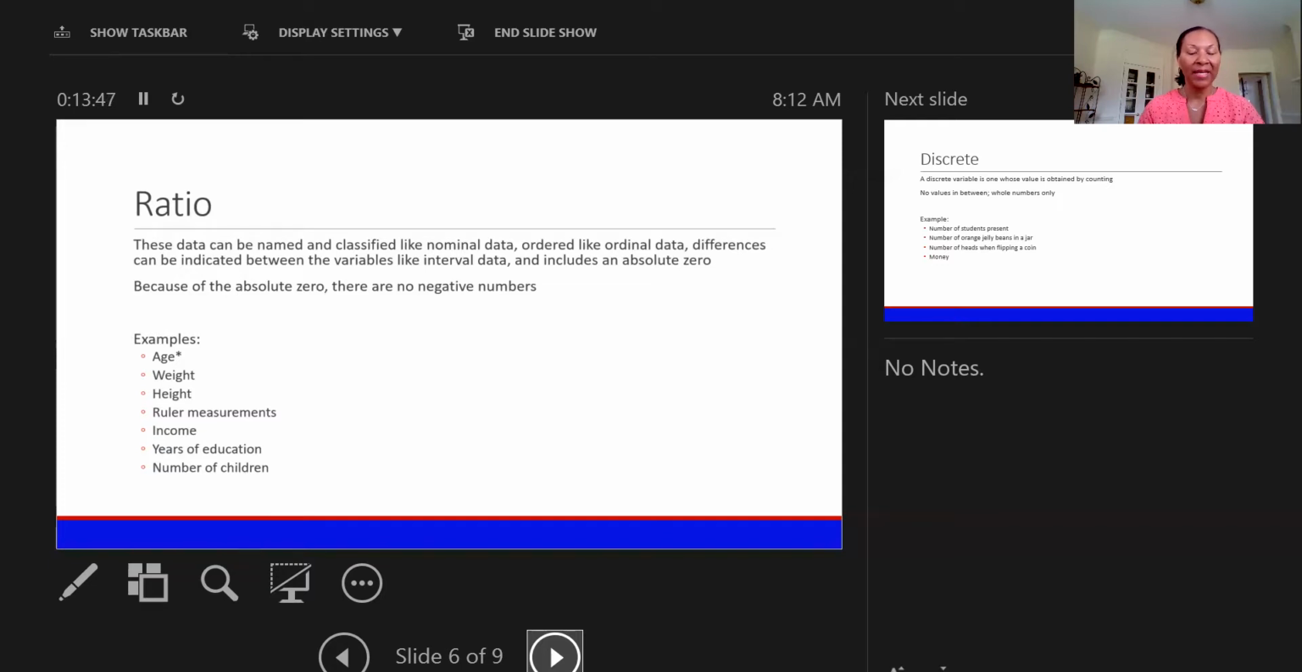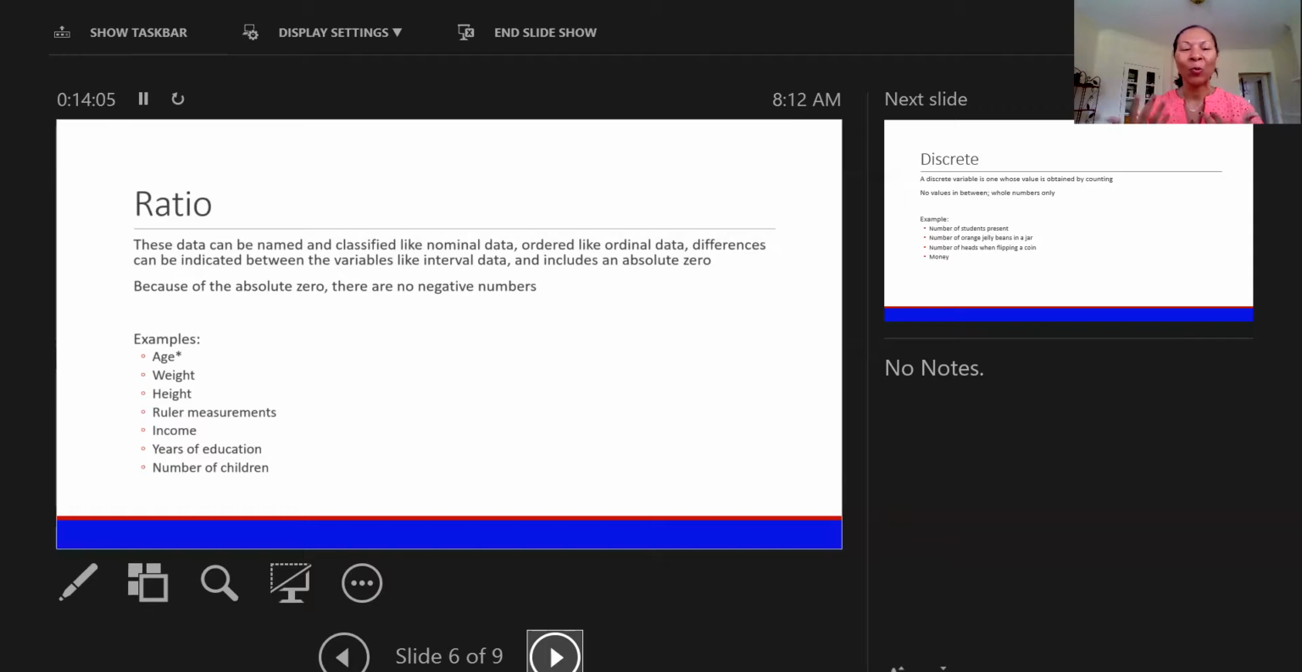Some examples of that include age, and I have an asterisk by that, so it depends on how you're measuring that, how folks are looking at that. But we can have an absolute number in terms of weight. I can tell you that my weight is not an absolute zero. I'm kind of dealing with that right now, getting ready for a wedding.